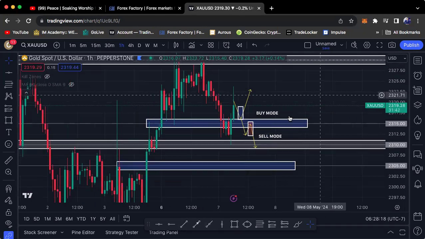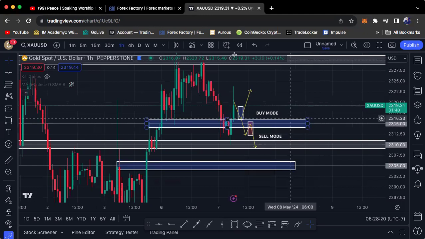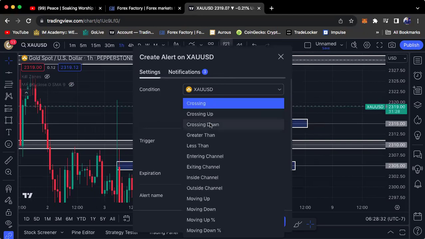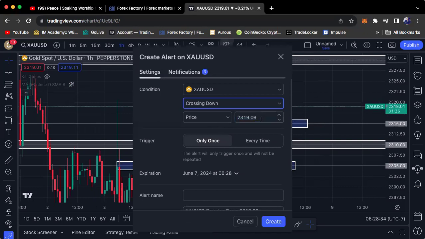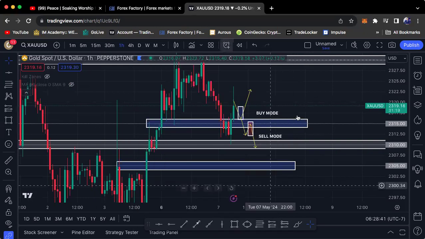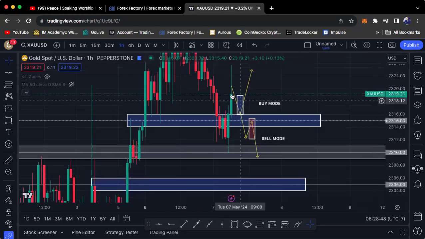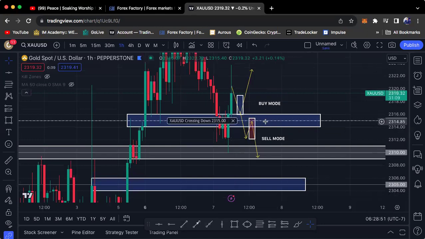I place my alerts at the key level. So for example, here, I'm gonna place it at 2315. So I click this alert icon here, crossing down, because I want price to cross down, right? So I'll put it at 2315. Great. That's it. And I have it right there. So it's gonna notify me when price hits 2315.